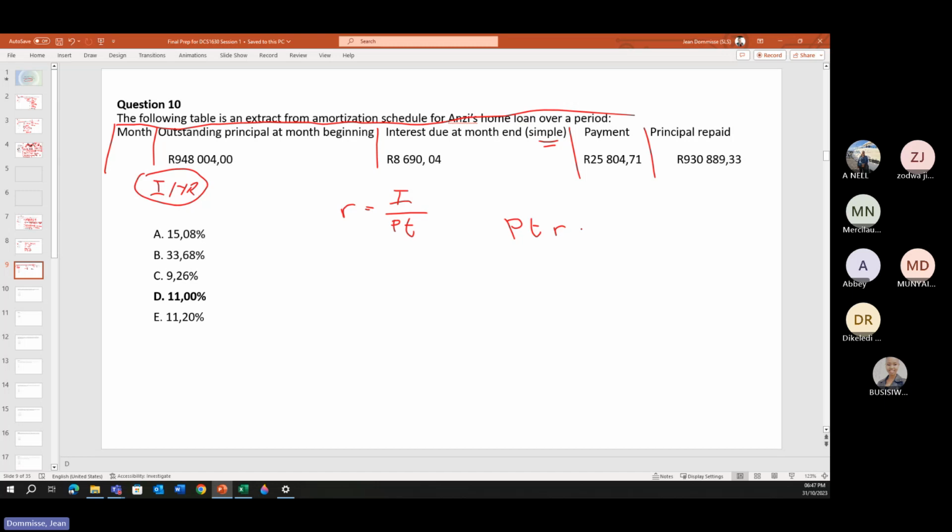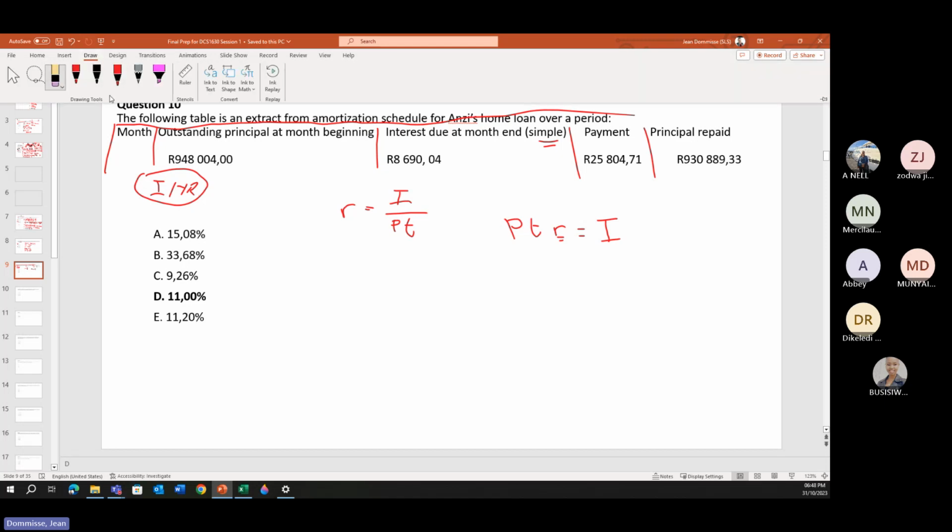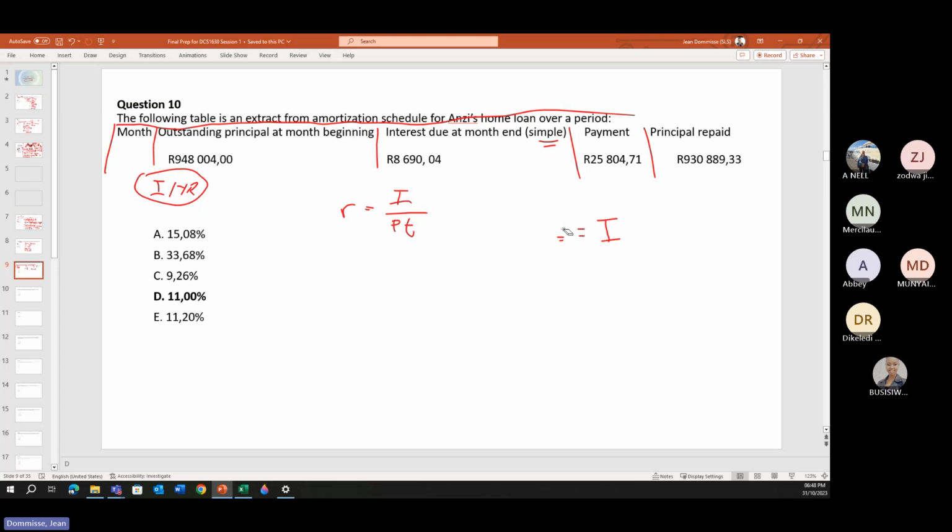Remember, your original formula of total interest for simple interest was PTR. So if we want to isolate R, we will divide on both sides by PT. So we will then end up with R equal to the interest divided by the principal times time. So that is how the formula would look.